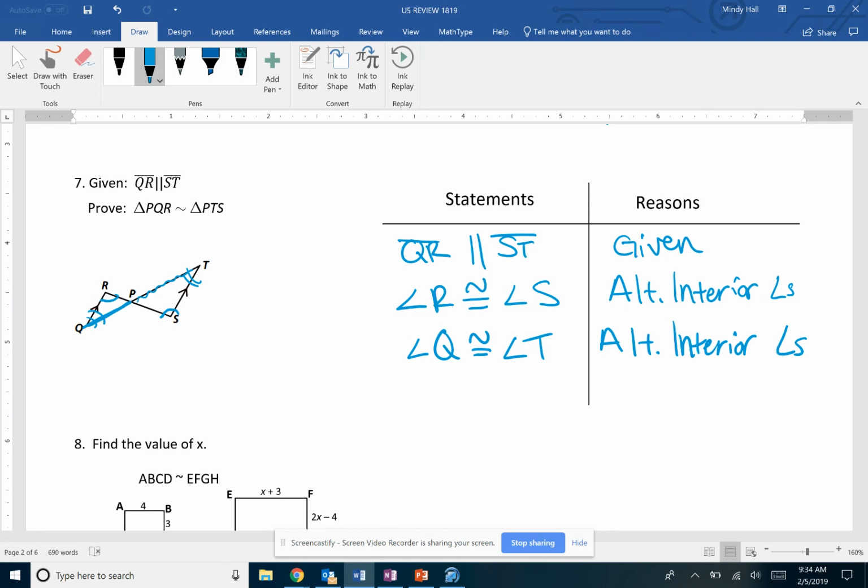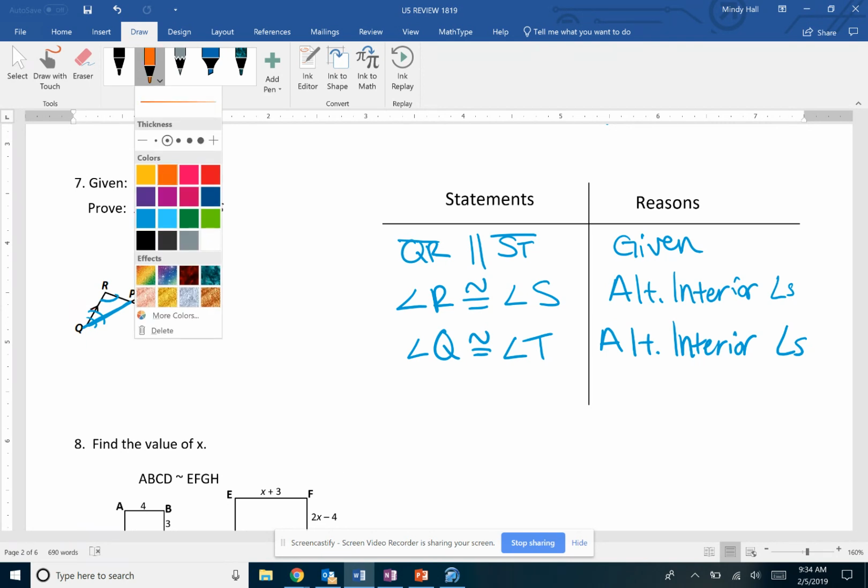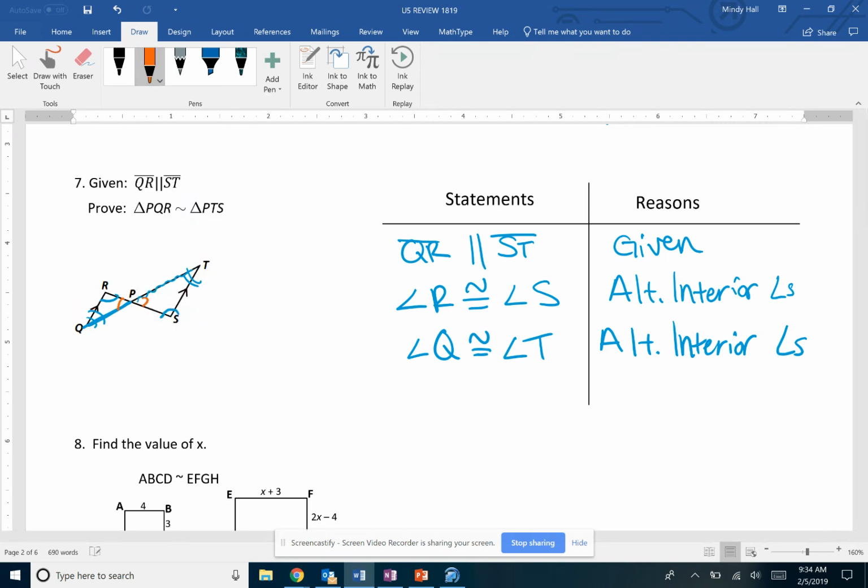And just something to consider if you have to find unknowns. So we have two angles proven, so technically we don't have to do anything else. We can just say they're similar. But again, just so that you can see the other one that you could have proven, you could have said also angle RPQ is congruent to angle SPT.